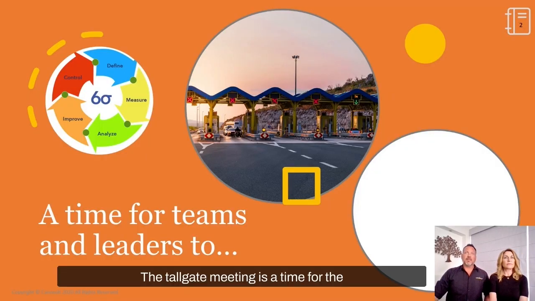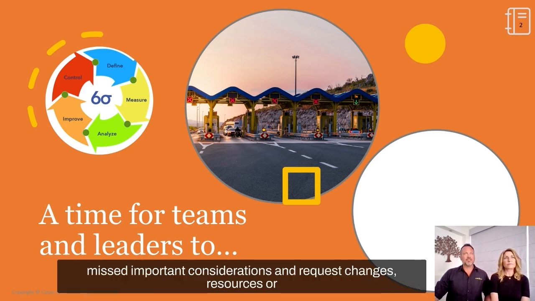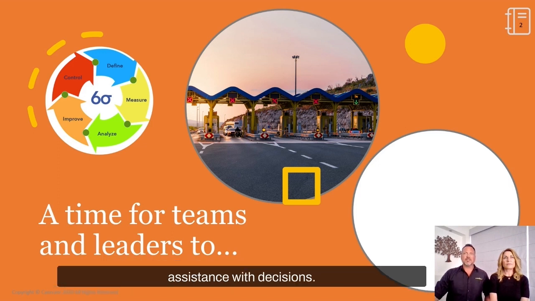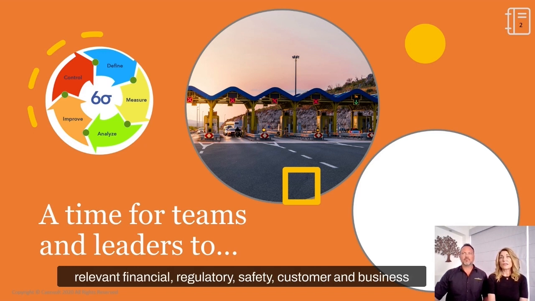The Tollgate meeting is a time for the team to update leadership about key current state findings as well as future state considerations, conduct a status check to ensure that they haven't missed important considerations, and request changes, resources, or assistance with decisions. And it's also a time for leaders to confirm that the team has considered relevant financial, regulatory, safety, customer, and business requirements and organizational strategies.